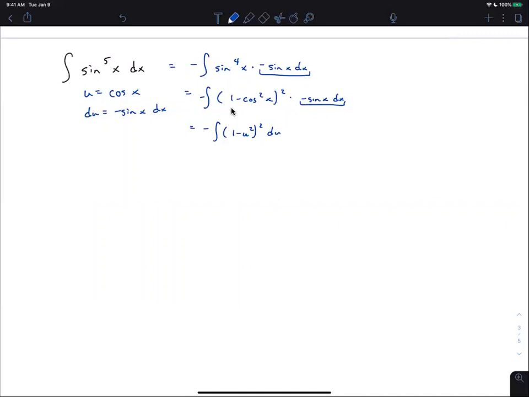All right, so then this is negative integral of 1 minus 2u squared plus u to the fourth du. And now you can split it and the negative carries. And that's it so far. Does that make sense? Questions? Okay.